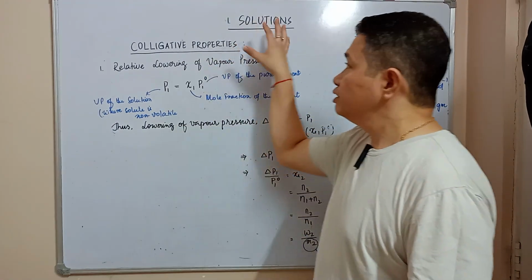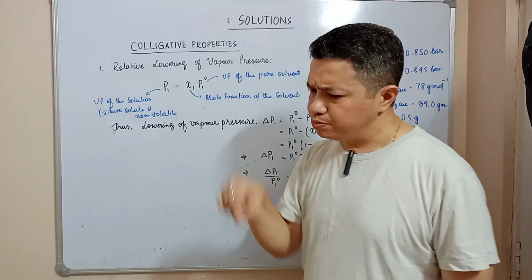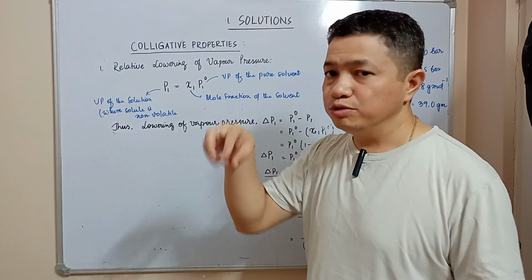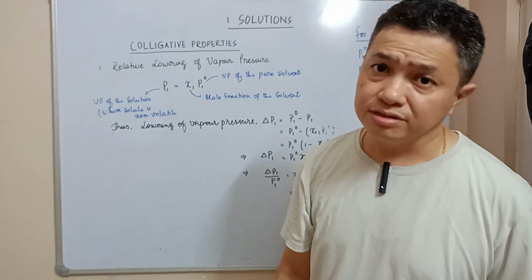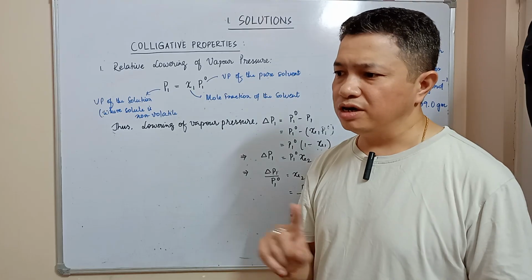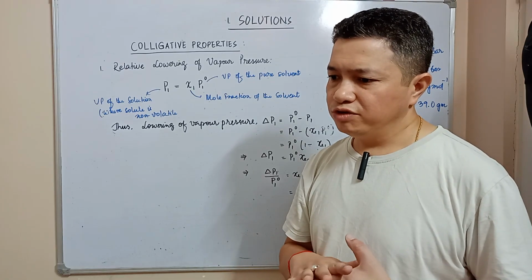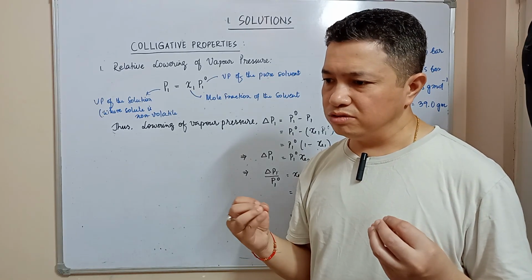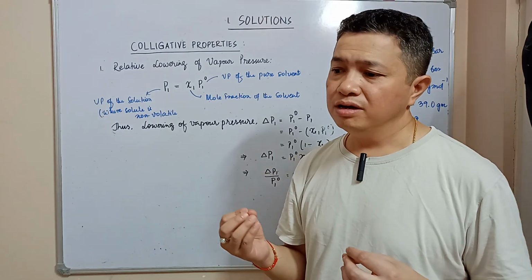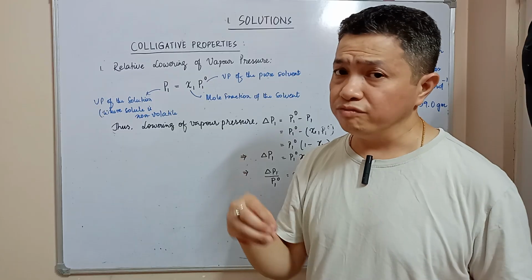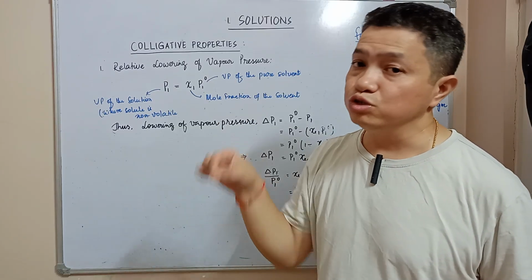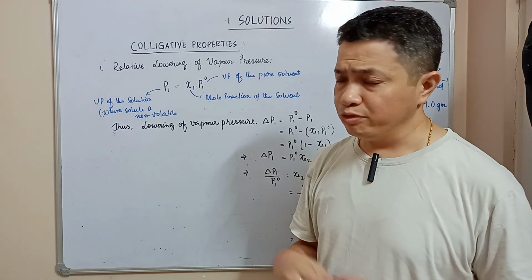The colligative properties of the solution means those properties which depend on the quantity or the number of solid particles that you are dissolving in the solvent. They do not depend on the kind or nature of the solvent. It purely depends on the number of particles you're dissolving in the solvent to make the solution.